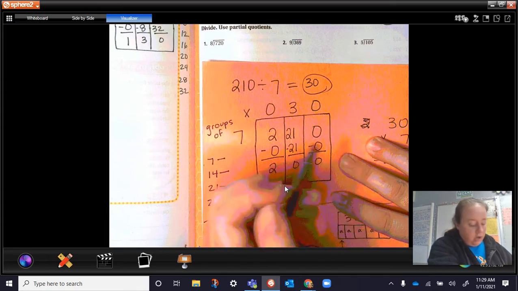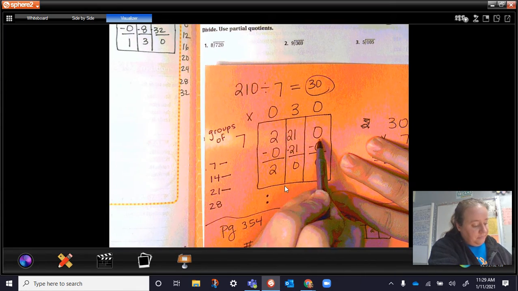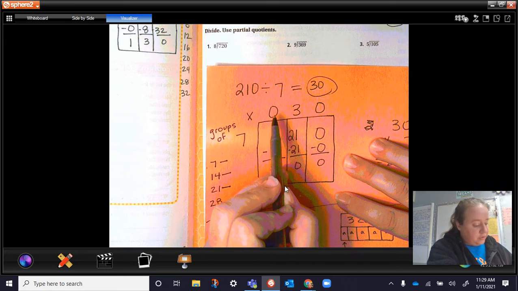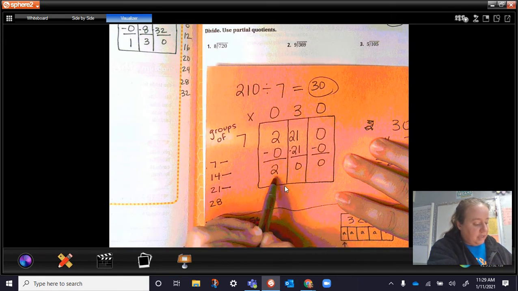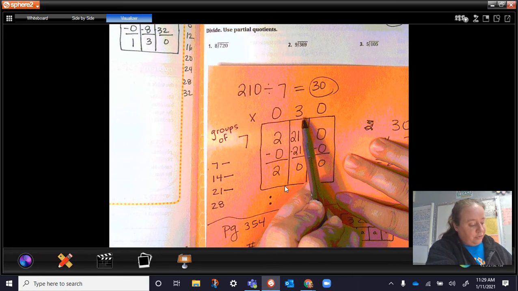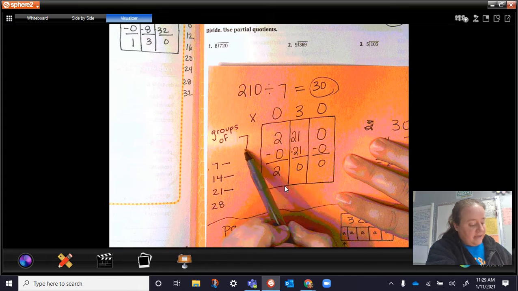So we put our 210. We said 7 does not go into 2. That was 0 groups. 0 times 7 is 0. Subtract. We moved that 2 in front. We said that there are 3 groups of 7 and 21.